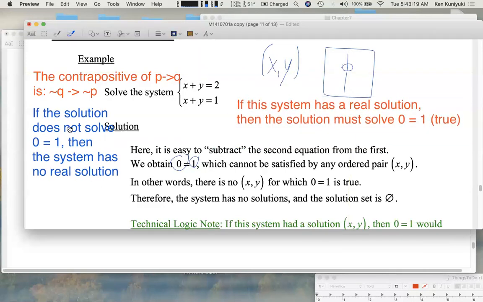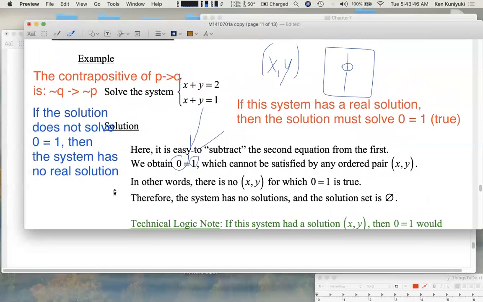All right. If the solution does not solve 0 equals 1, well, nothing solves 0 equals 1. 0 equals 1 is always false. Unless you have a weird number system, 0 equals 1 is always false. Then the system has no real solution. It's the logic. This is true from our mechanics. Therefore, the contrapositive is true. Hey, 0 never equals 1. The system has no real solution.